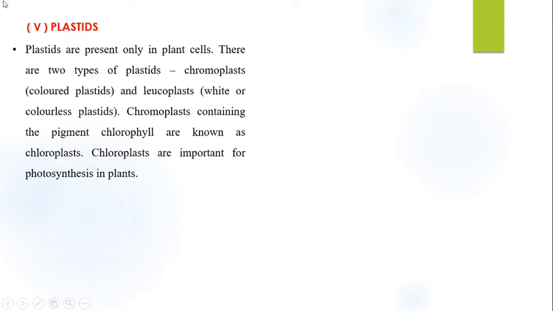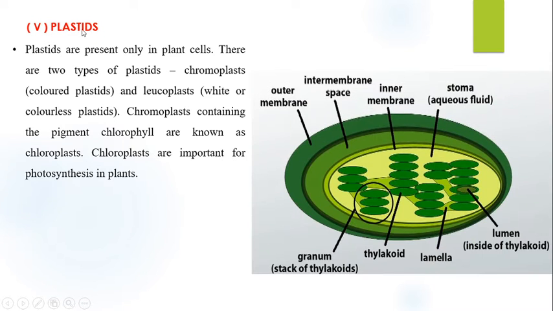So here we will discuss the next topic. It's a plastid. So what are plastids? Plastids are present basically in the plant cell. So first we will discuss the structure of the chloroplast. The chloroplast is a double membrane bound structure present in the plant cell, and the chloroplast helps in the photosynthesis in the plants.